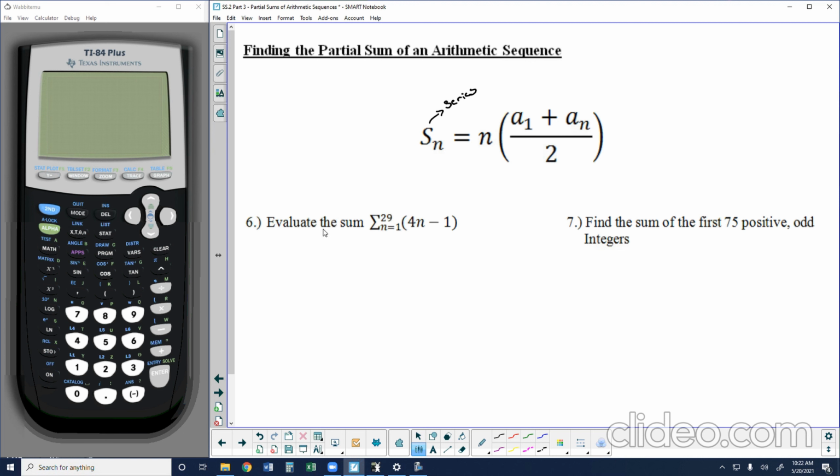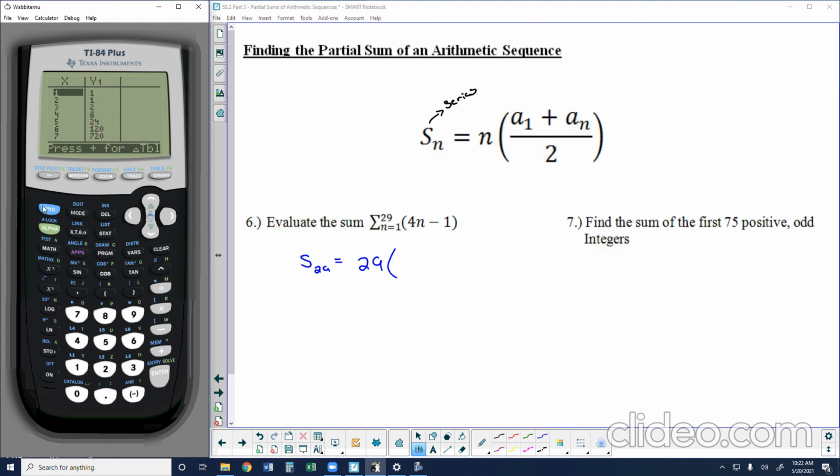If we want to evaluate the sum, and here we see the sigma notation, meaning to add together the terms from 1 to 29 of 4n minus 1, we could find each of the 29 terms in this expression and then add all of those together, which would be a little bit of a cumbersome process. What we can do instead is use our formula for the series of the first 29 terms. So n would be 29 in this case, and we are going to need to find the first term.